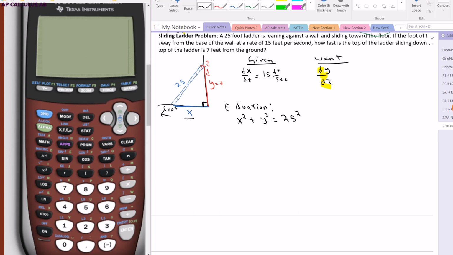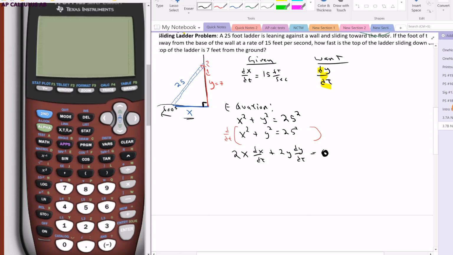and we're looking for dy dt, so we can go ahead and start doing our calculus. We're taking the derivative with respect to time because we want to know how it's changing over time. And we're going to get, the derivative of x squared is 2x dx dt plus 2y dy dt equals, the derivative of 25 squared is a constant, so it's going to equal 0, right?